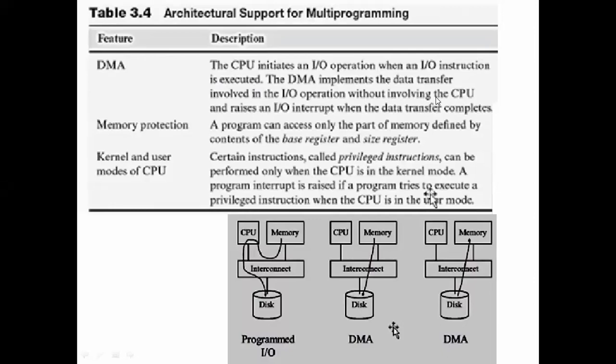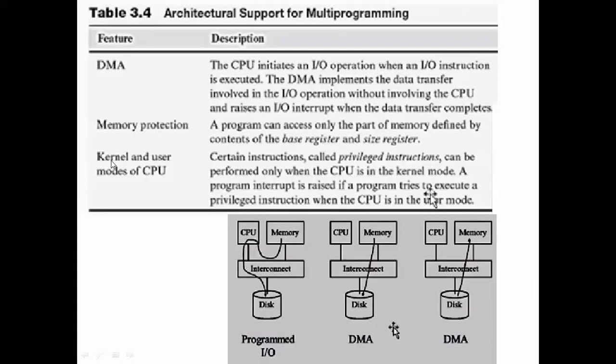Underline this, without involving the CPU, and raises an IO interrupt when the information transfer is completed. Okay, so the next feature is memory protection. A program can access only the part of memory defined by the contents of the base register and size register.